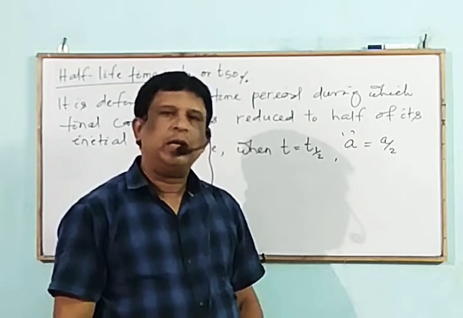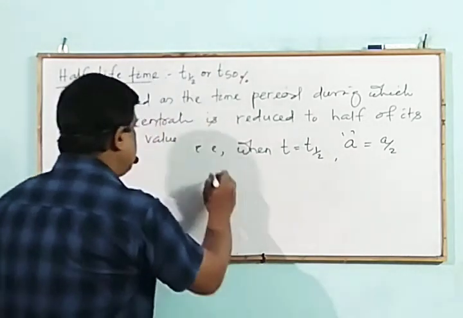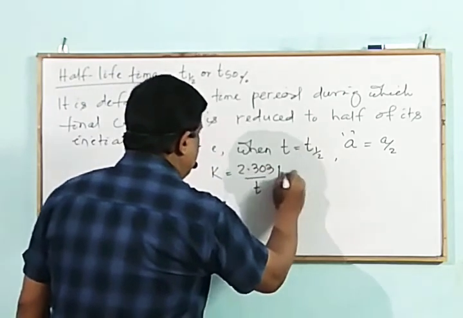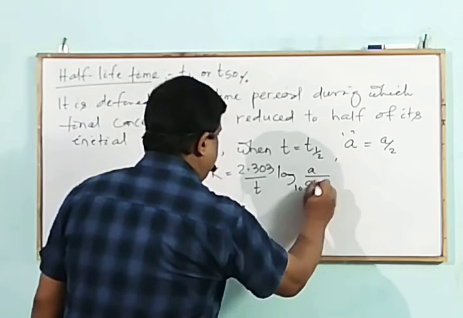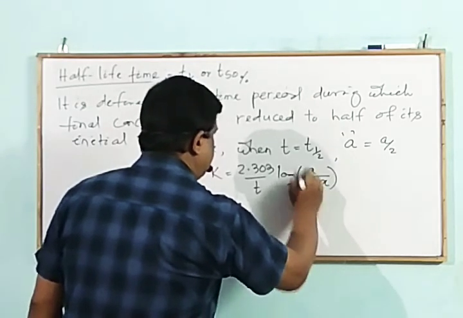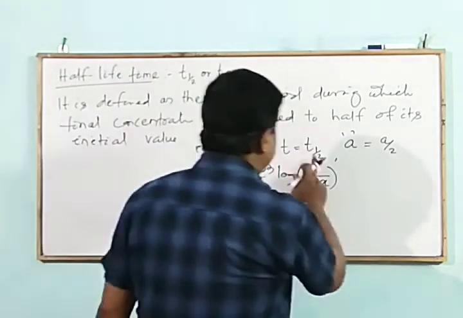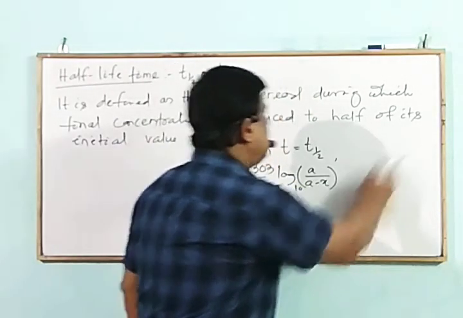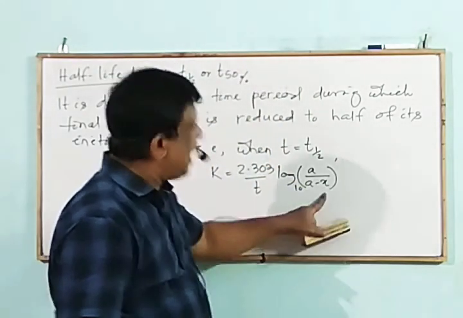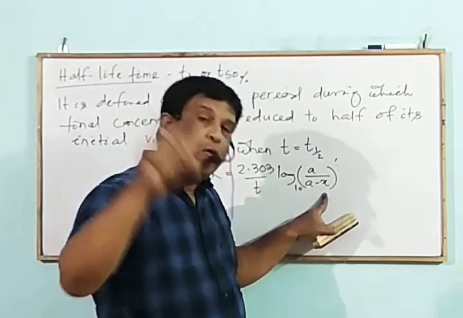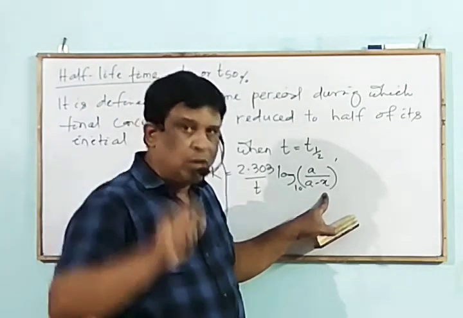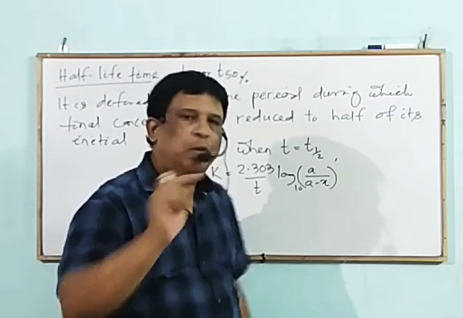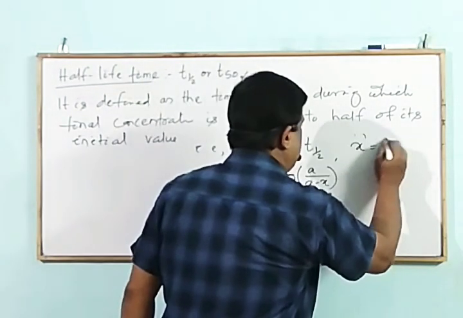So putting this value in our previous equation, what is the previous equation? That is k is equal to 2.303 by t log base 10 a by a minus x. That means when t is equal to t half, what is lost? In the previous case, as time is not mentioned, we say that x moles per liter is decomposed, but now time is mentioned. So what is the loss, x moles per liter, that is fixed. What is that value? Half of the initial. That means x is equal to a by 2.